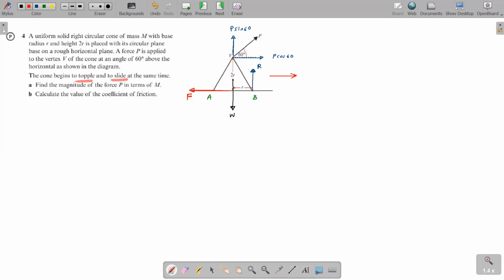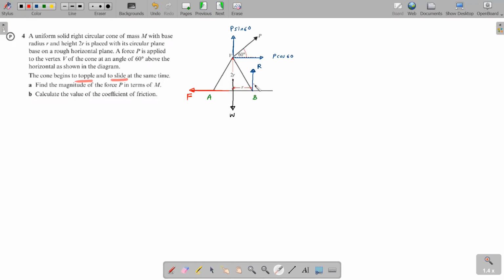All right, guys. So this is the force diagram. This is what you need to understand. Number one, the normal reaction is acting at the point B. That's really important. The weight acts vertically downwards from the center of mass of the cone, and the friction is acting to the left. So you need to mark all of these correctly. Right, guys? So that's it. So the cone, now they say the cone begins to topple and to slide at the same time.